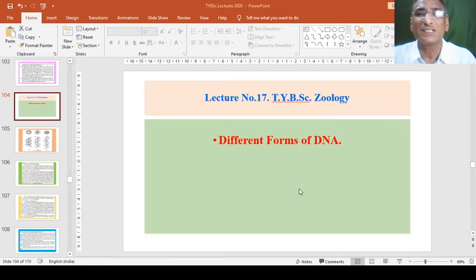We will continue our lecture number 17 on different forms of DNA. So we have seen till now the structure of DNA: what the purines and pyrimidines are, what the phosphate bonds and phosphate sugars are, and this link we have already studied. Now we will see different forms of DNA, meaning the arrangement of DNA is quite compressed, or relaxed, or somewhat randomly scattered.